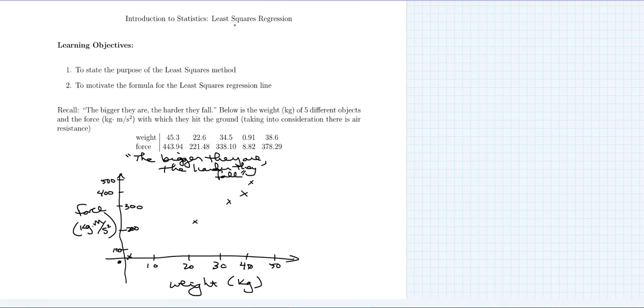Hello, in this video we'll cover least squares regression. Our learning objectives are: 1. To state the purpose of the least squares method, and 2. To motivate the formula for the least squares regression line.